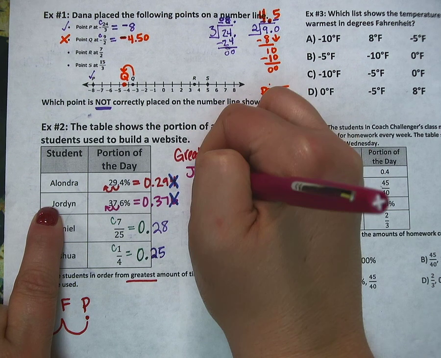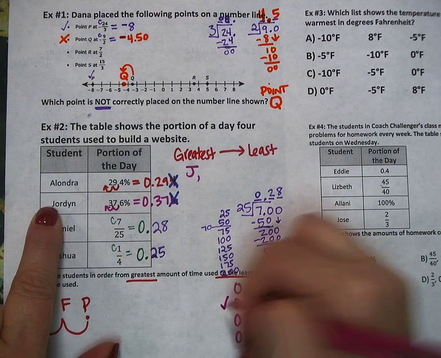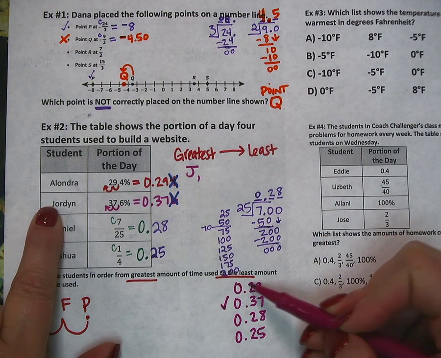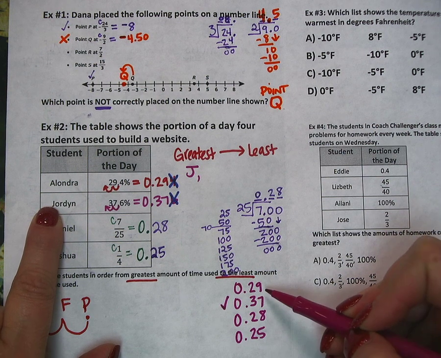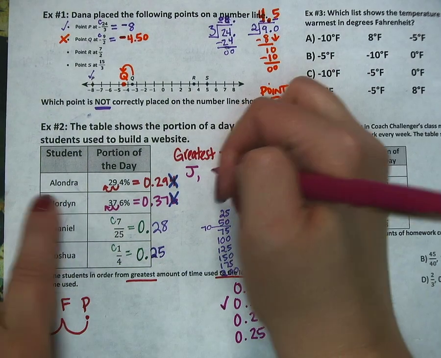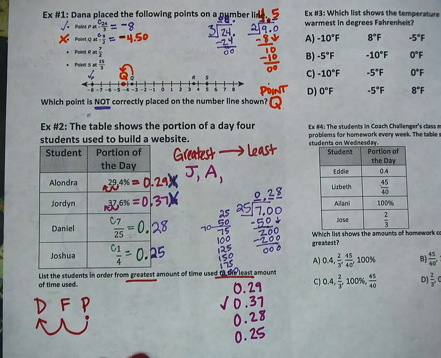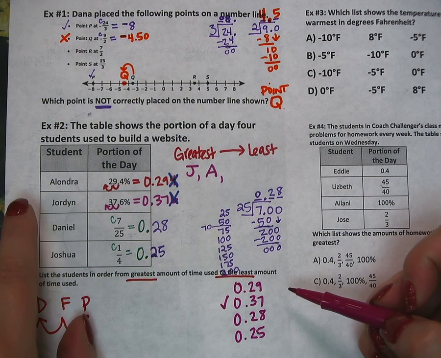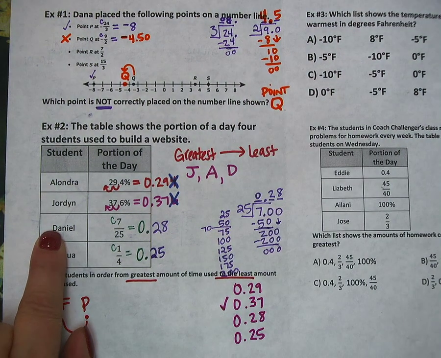So I'm going to put a J for Jordan. And we put that one was first. Okay? First. All right. And then the next biggest would be 29 cents, right? Because we're now comparing the last number. So 9 is the biggest. So the 9 went to Alondra. So I'm going to put an A for Alondra. And then the next one would be 28 cents. And so that's going to be Daniel. So I'm going to put a D for Daniel.